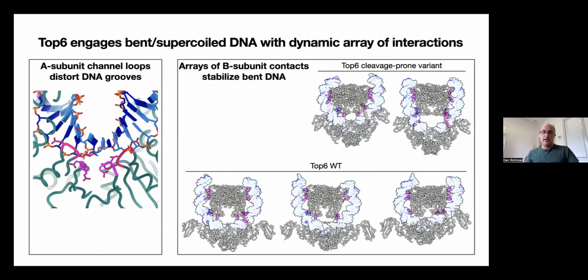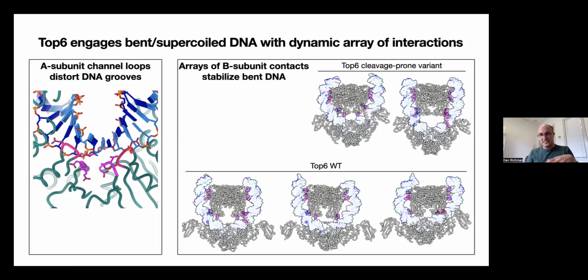It was really nice to be able to compare these across these different conformations because it showed that they come into play in varying degrees as the protein and the DNA deform. So it seems like Top6 has this ample array that can be employed in different conformations depending on what the shapes of the DNA and the protein require. It's clearly very important that it stays engaged with this kind of bend, though.